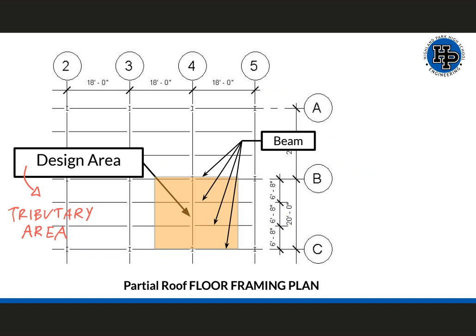So if we're looking at this girder on column 4, we want to know the area that the girder is responsible for supporting. We call this the design area or the tributary area. So this girder is responsible for carrying half the load to the next adjacent girder and half of the load to the next adjacent girder on the other side. And I know that the area isn't quite right, but you get the idea.